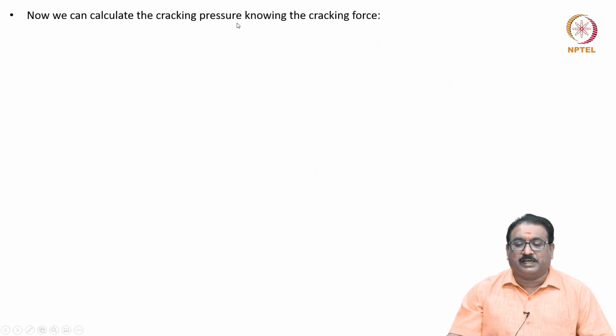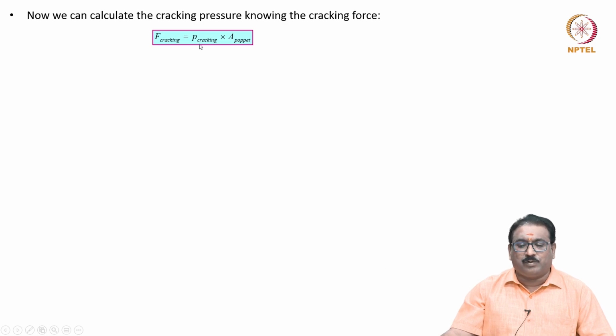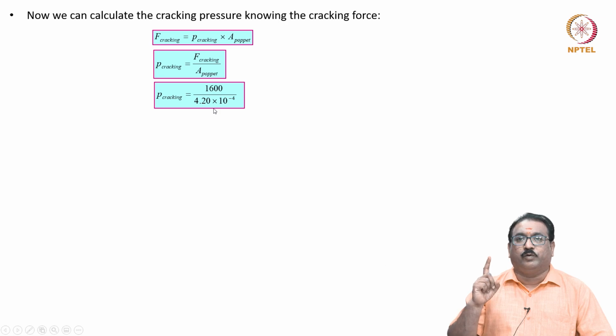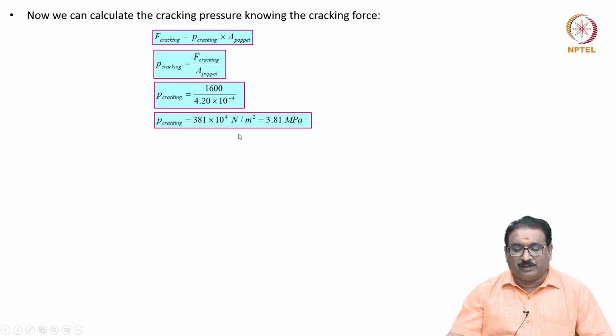Now we can calculate the cracking pressure knowing the cracking force. F cracking equal to P cracking into A poppet, area of the poppet. So, P cracking equal to F cracking divided by A poppet. Now, we will substitute the value 1600, area of the poppet is given, but please take care friends, all units should be in the same unit. All centimeter I am converting into the meter. Now, we will get here Newton per meter square, then it is nothing but 3.81 megapascal.